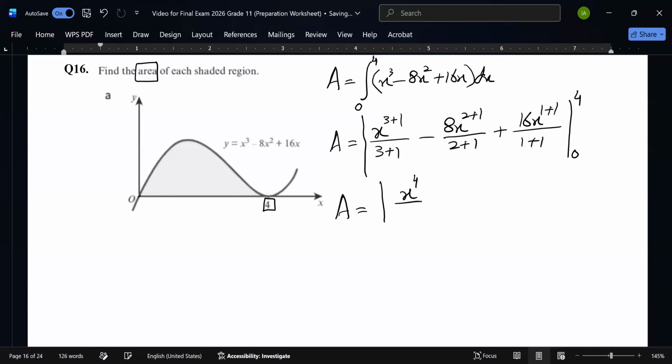x^4 over 4 minus 8x cubed over 3 plus 8x squared, and the limits are 0 and 4. So the 4 is called the upper limit and 0 is called the lower limit. So what we do, we substitute each value one by one in place of x. First things first, I'm going to substitute 4 in place of x.